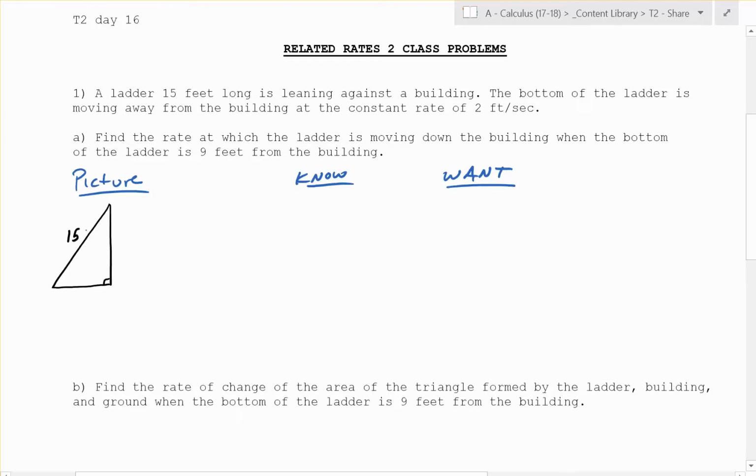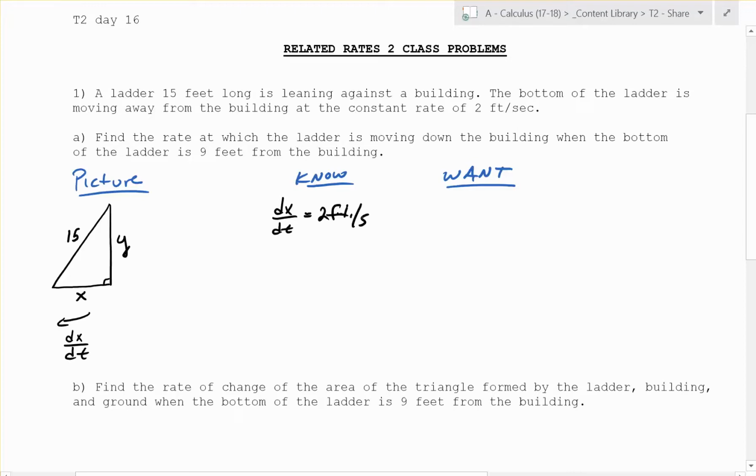That's staying the same. The bottom of the ladder, let's just call this distance x, and we'll call this distance y, just to make things pretty straightforward. The bottom of the ladder is moving away from the building at a constant rate of 2 feet per second. So this distance x is getting bigger. So dx/dt is growing. And we know that dx/dt is growing at a rate of 2 feet per second.